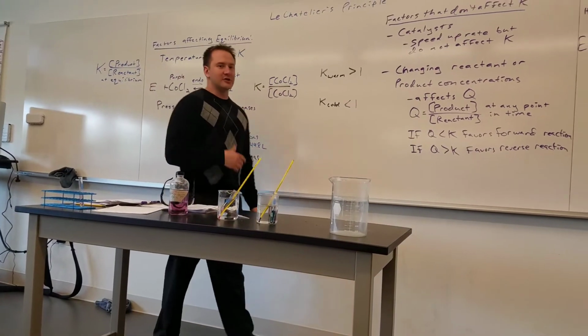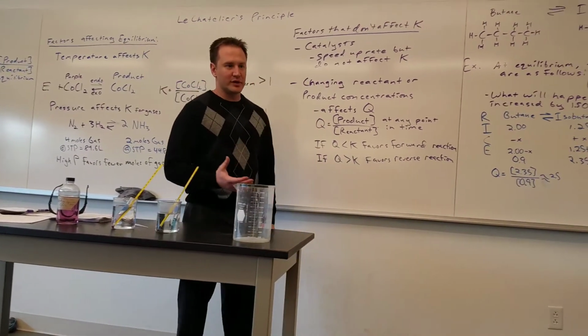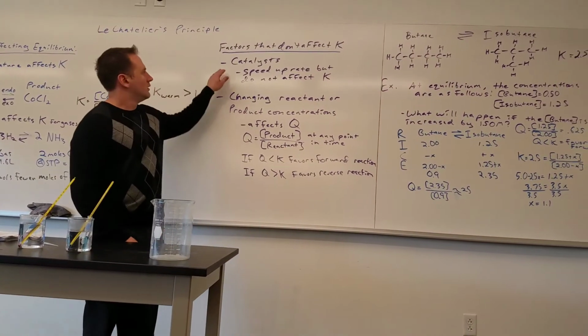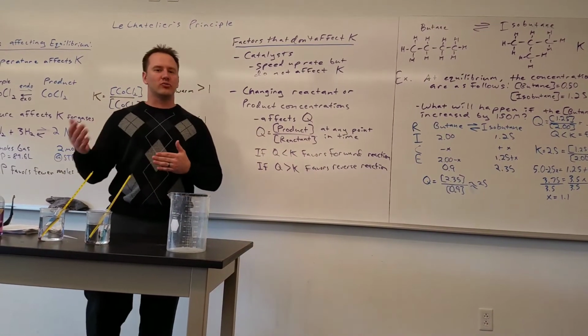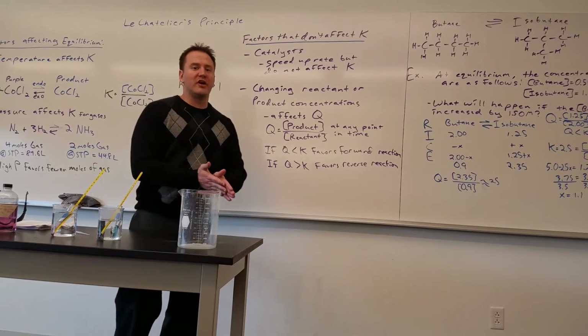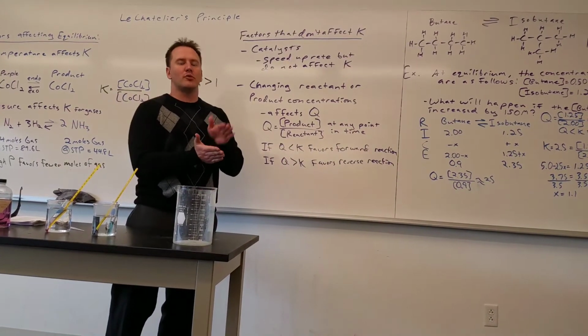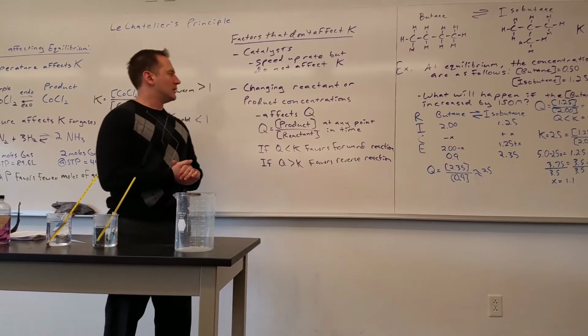Now, a factor that doesn't affect K but affects reaction rates is adding a catalyst. If you add a catalyst, it speeds up the reaction rate so it gets to equilibrium faster, but it doesn't change what the ratio of product to reactant at equilibrium actually is.